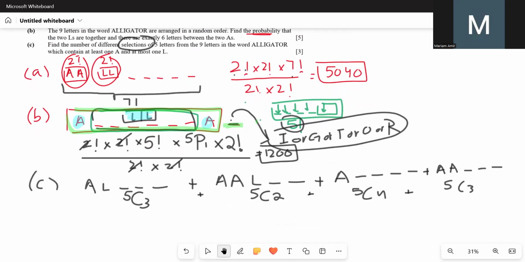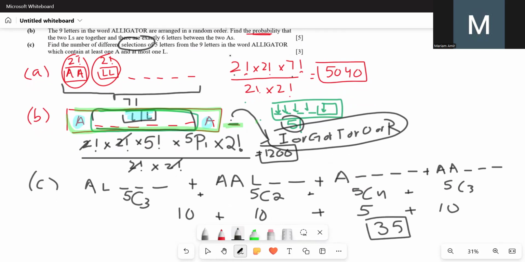5C3 is 10. Plus this is also 10. This is 5. And this would be 10. And I'll add all of them together and we'll get 35.